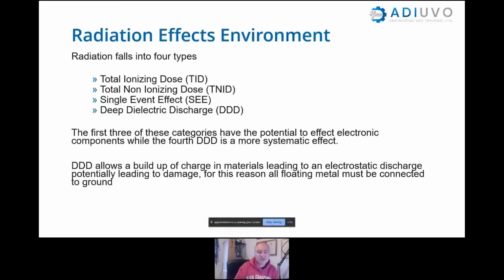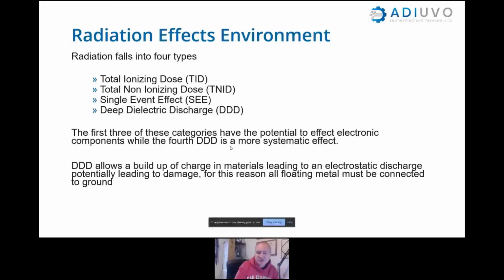We've also got deep dielectric discharge, which is a really interesting element, but that's a real system level thing, because that's basically the buildup of charge on ungrounded metal in the satellite. So you want to make sure that that's grounded to prevent any shaking.